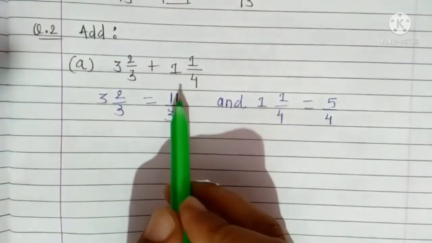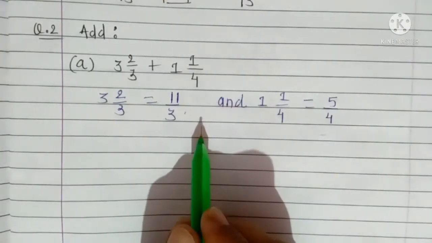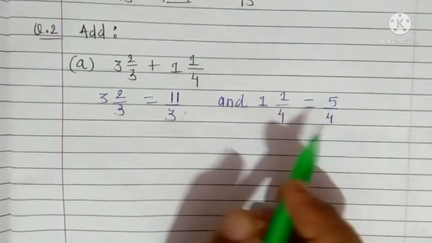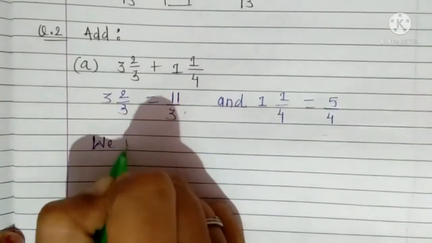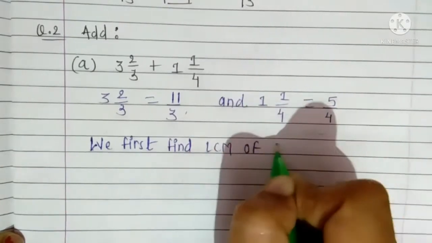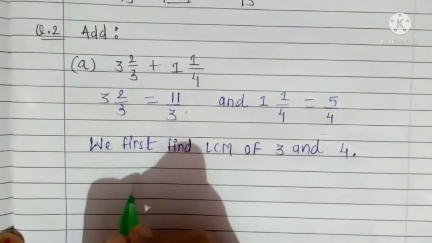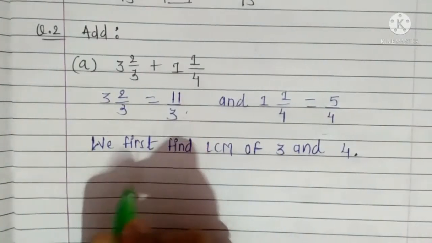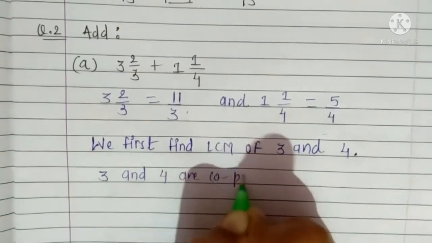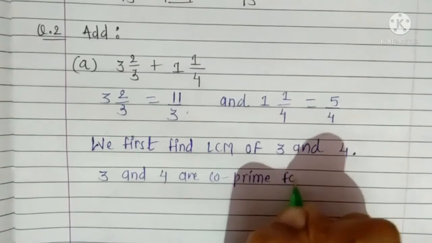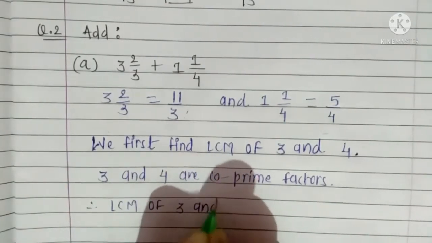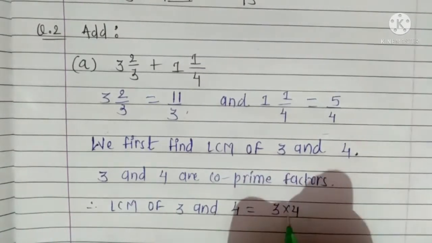Now we observe that these improper fractions are unlike fractions. So we convert them into like fractions. For that we find the LCM of denominators 3 and 4. But 3 and 4 are co-prime numbers. Therefore, LCM of 3 and 4 is equal to 3 multiplied by 4, and this is equal to 12.